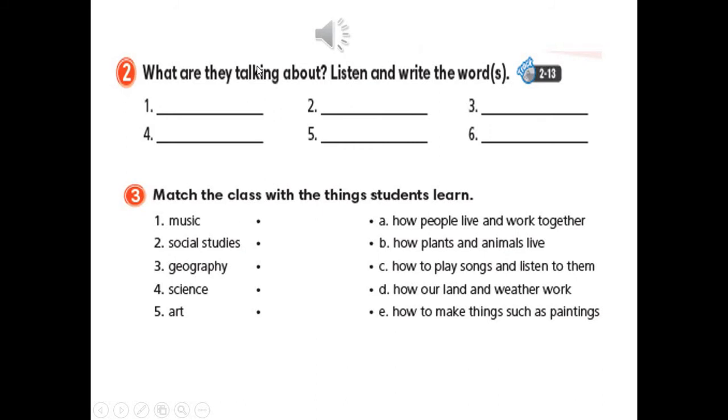Track 2-13. Number 1. In this class, we use numbers. We learn how to measure and find answers with numbers.